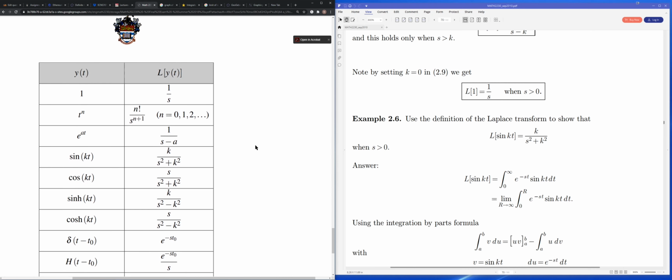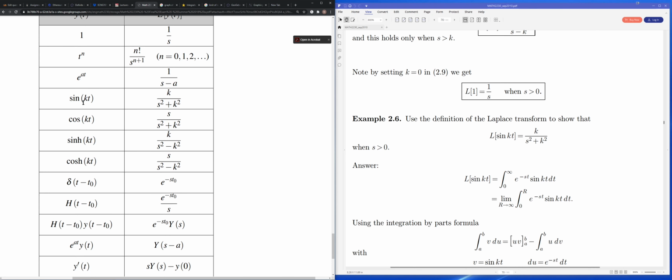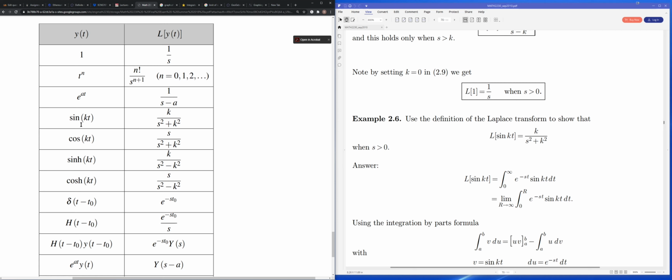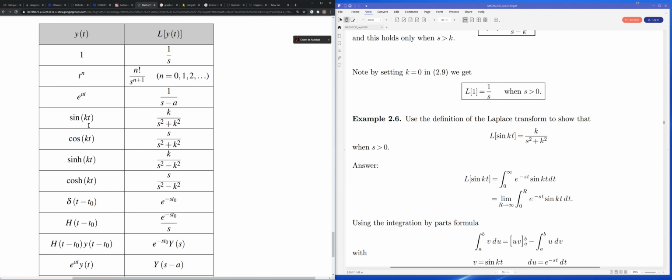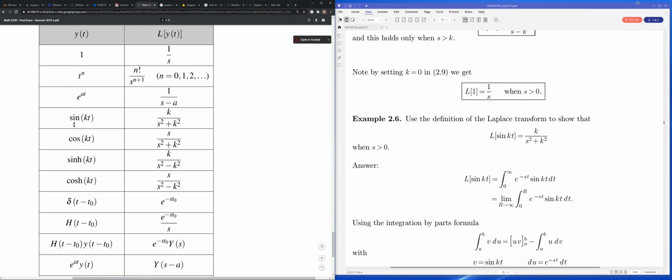And what I want you to note is, this is what this table is saying: these are the functions of t on the side, and these are the Laplace transforms. So this is a table of Laplace transforms here. For sine kt, the Laplace transform was k on s squared plus k squared, which is what I have over here. What I want you to notice is that Laplace of cosine of kt is s on s squared plus k squared.